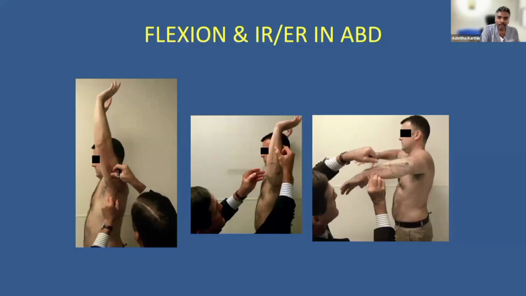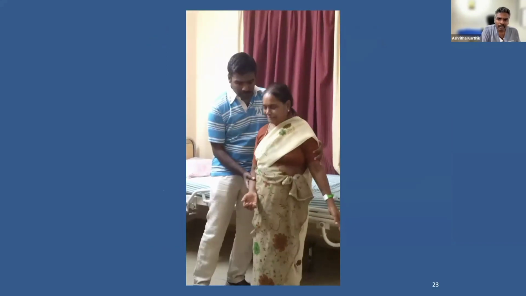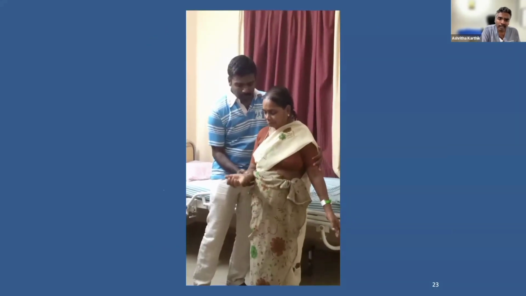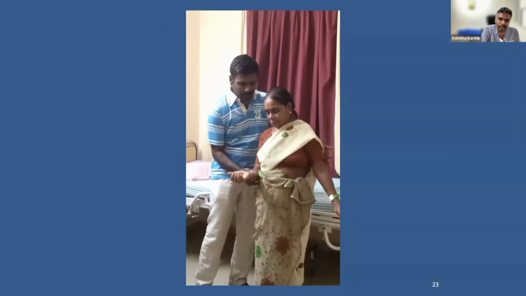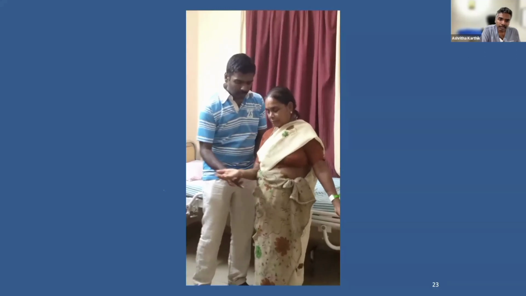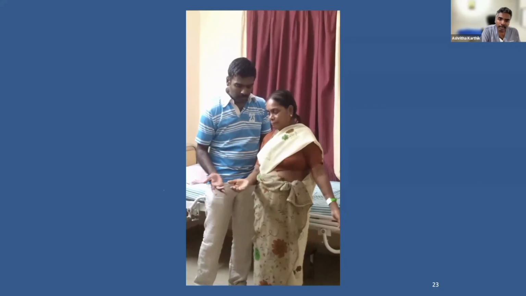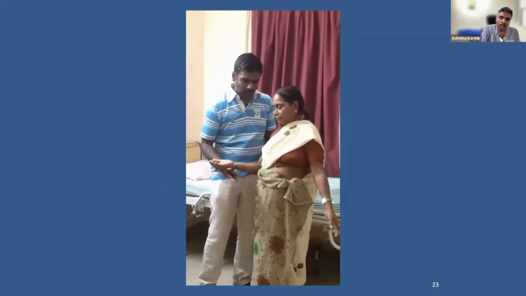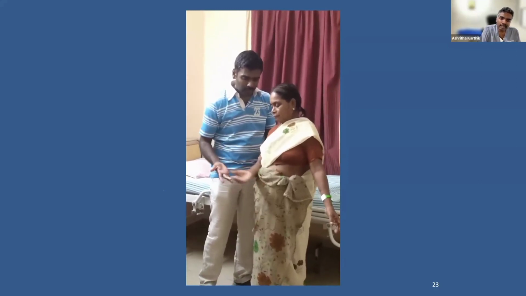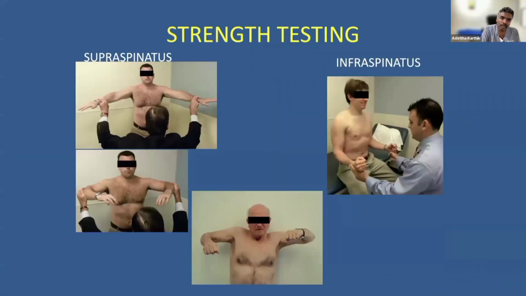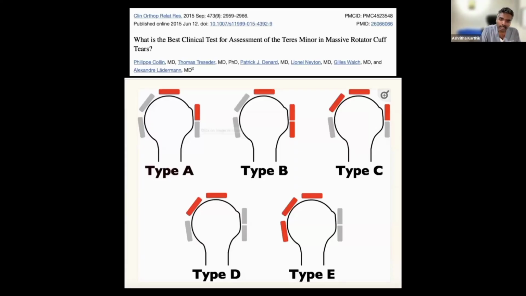Something like this is a very old video, but the patient will not be able to maintain the external rotation. So what this indicates is that the cuff tear has progressed all the way to the teres minor. Okay, the cuff tear has progressed all the way to the teres minor.